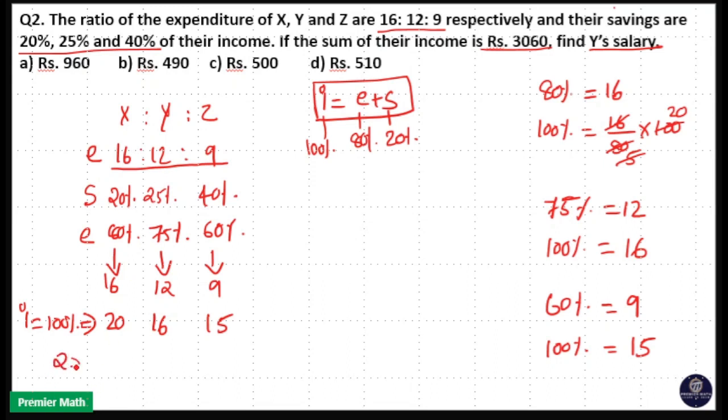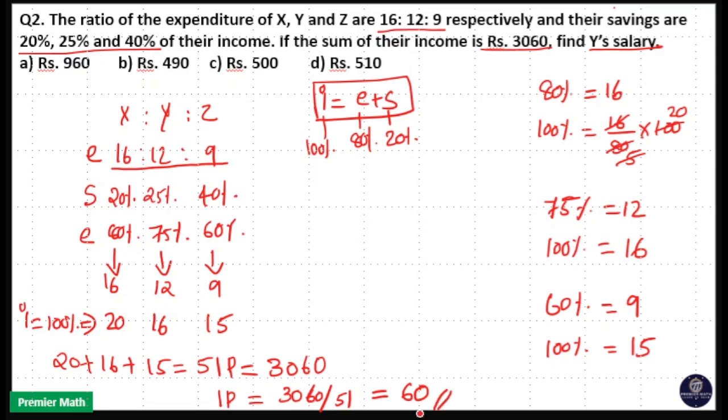So 20 plus 16 plus 15 is equal to 51 parts. That is equal to total income, that is 3060. That means if 51 parts is equal to 3060, then one part will be 3060 divided by 51. That is 51 into 6 is equal to 306. So 0 will come here. So one part is equal to 60. So Y salary is equal to 16 parts.